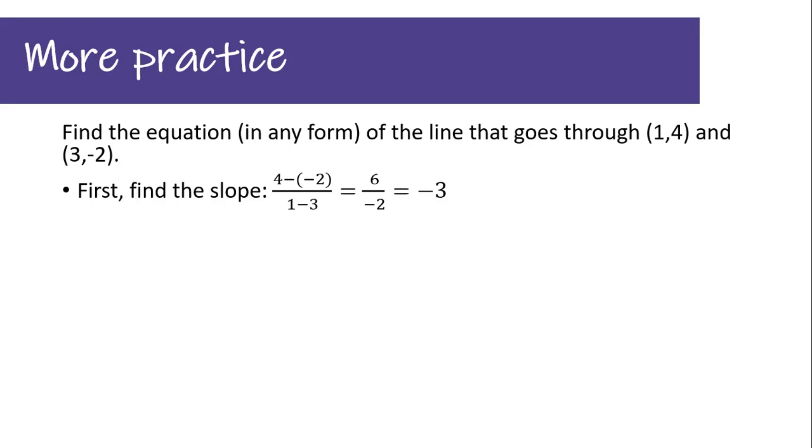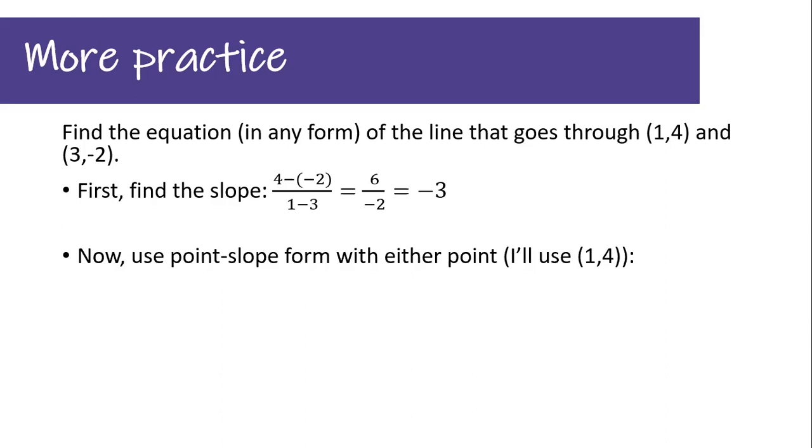We want to find the equation in any form of the line that goes through the point (1, 4) and the point (3, -2). So here our slope isn't given, which is fine. We can find the slope because we have two different points. Remember that slope is rise over run, or y2 minus y1 over the quantity of x2 minus x1. So we can find the slope as 4 minus -2 divided by 1 minus 3. Looking at this, we get a slope of -3.